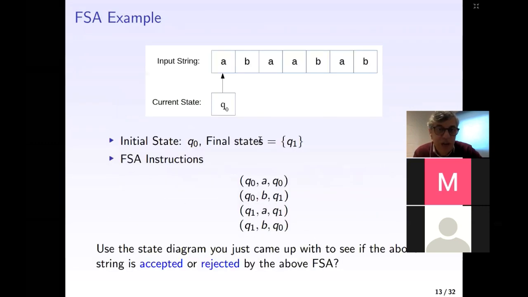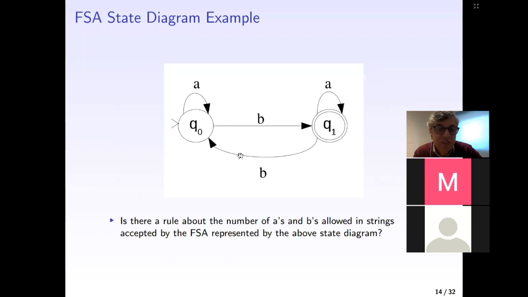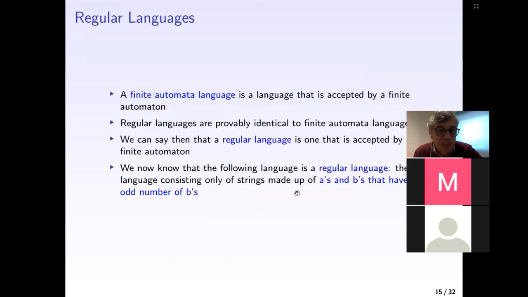So for example, if you have a string with an even number of B's, that means definitely this automata will reject it. So this machine can accept the language consisting only of strings made up of A's and B's that have an odd number of B's. That's another way of defining the language.